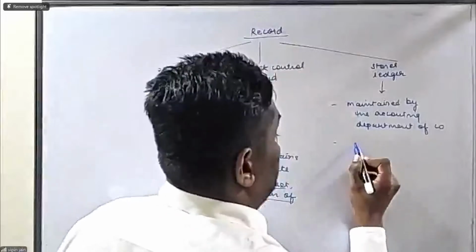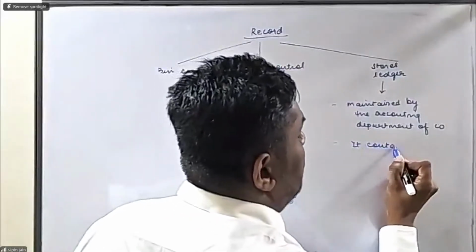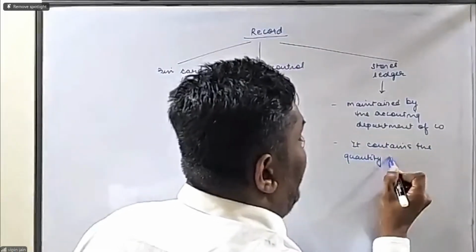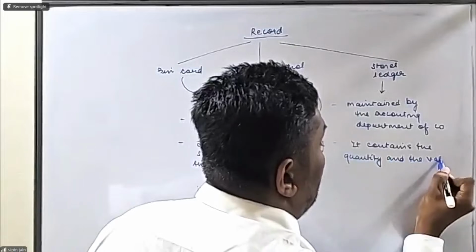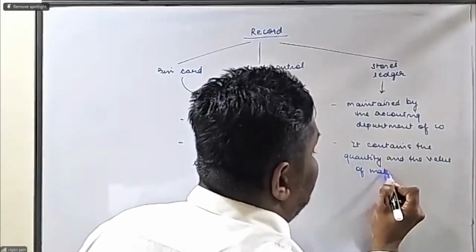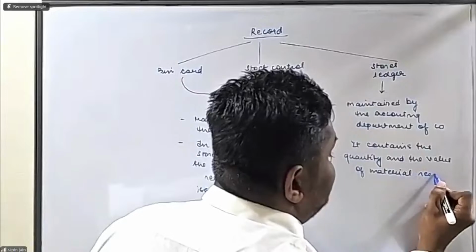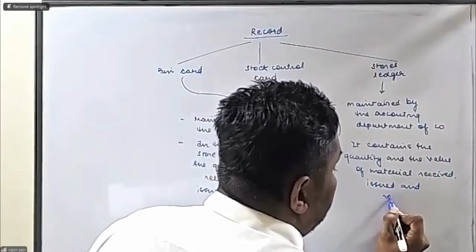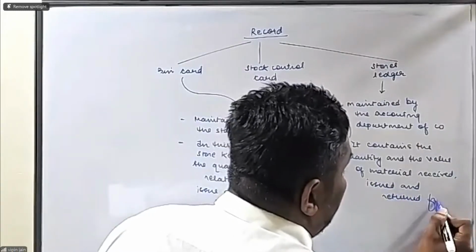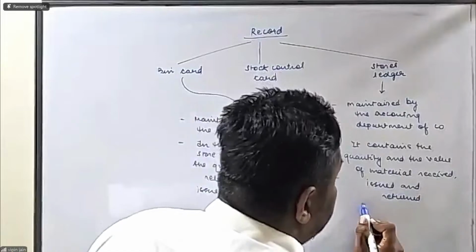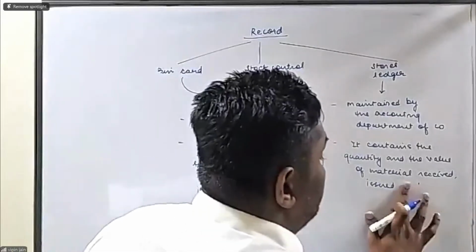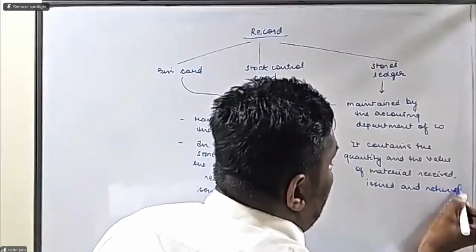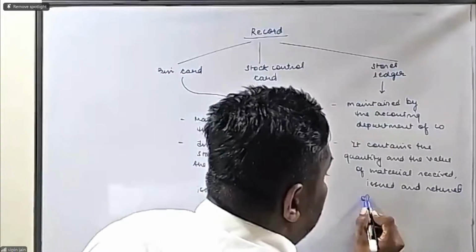So it contains the quantity and the value of material received, issued, and returned to stores.